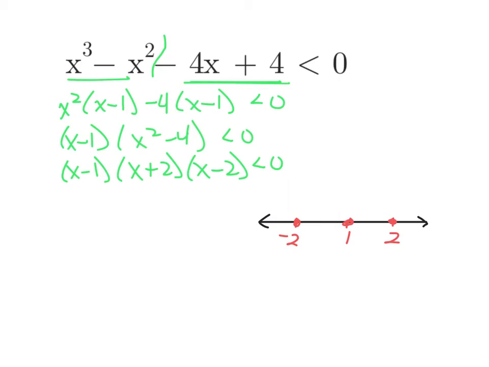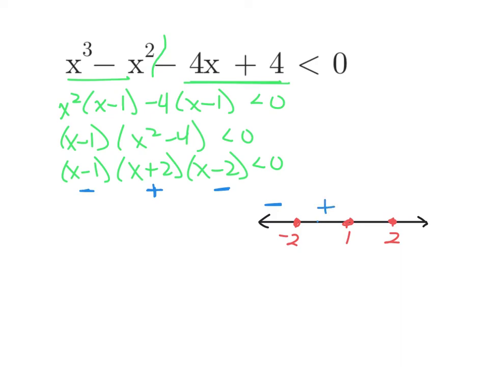So we test a number that's smaller than -2, like -1 billion. That would leave us with -1 billion minus 1, -1 billion plus 2, and -1 billion minus 2. Negative times negative times negative is negative. When we pick one that's in between, -2 and 1, that'd be 0. 0 minus 1 is negative. 0 plus 2 is positive, and 0 minus 2 is negative. Negative times positive times negative is positive.